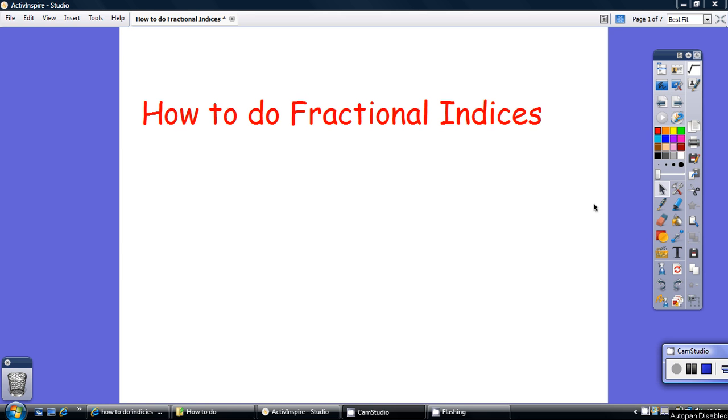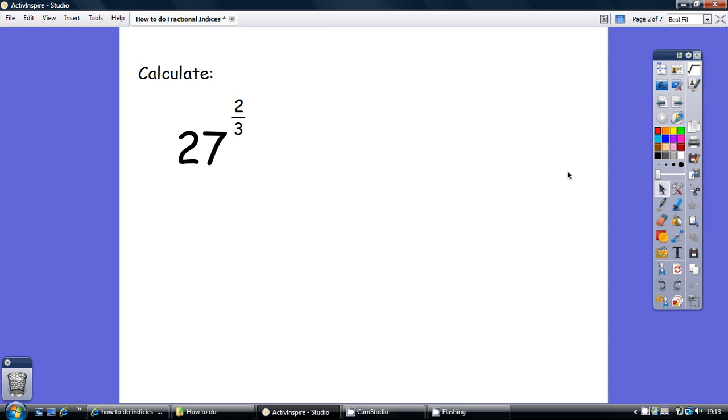Here we're looking at how to do fractional indices. So this will be a classic question. Calculate 27 to the power of 2/3. Have a go. I'll explain how to do it in a sec.